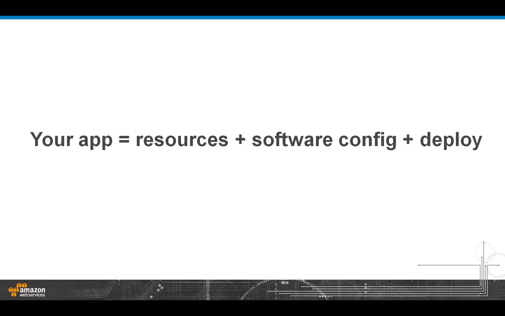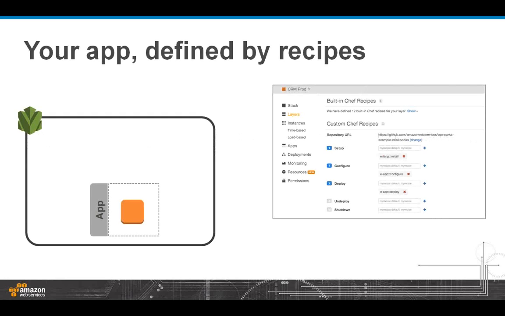But today, your app is also the resources you're using and the configuration of the software that you're deploying your app into. So today, for example, you can define your app by recipes in tools like Chef or Puppet if you want to use configuration management tools, or even if you just want to do something pretty basic like create a bash script that does the installation of your software.